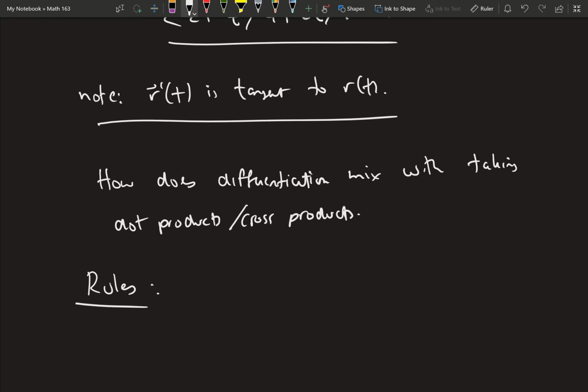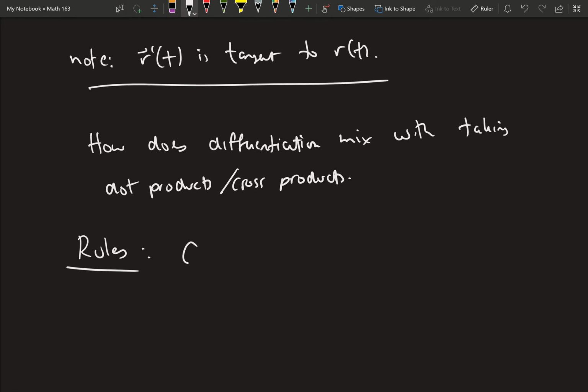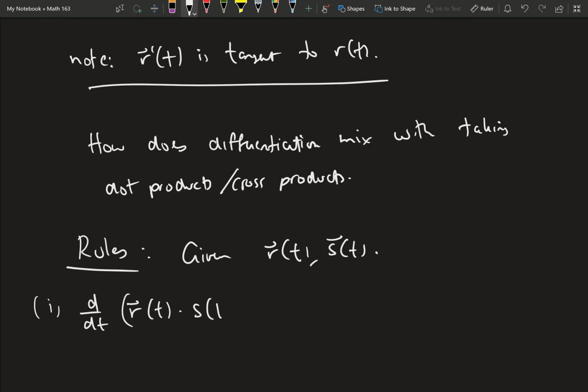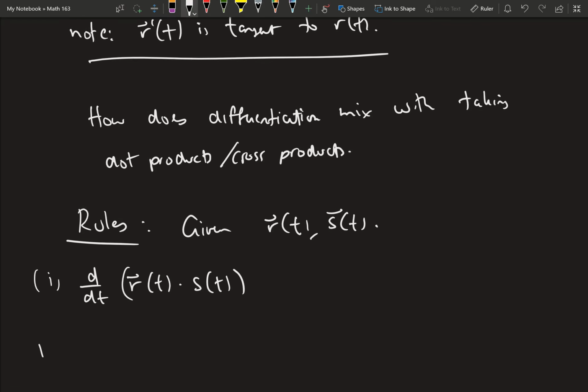So some rules here. Let's say we're given r of t and s of t as two vector valued functions. Then I want to find d by dt of r of t dot s of t, and I want to find the derivative with respect to t of r of t cross s of t.